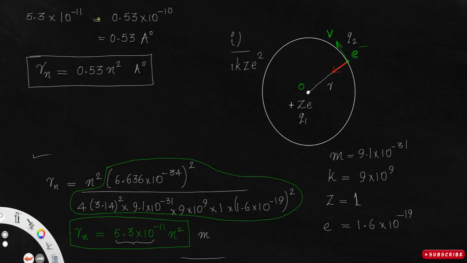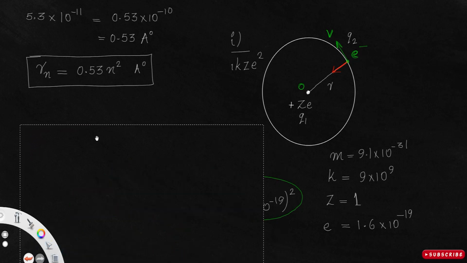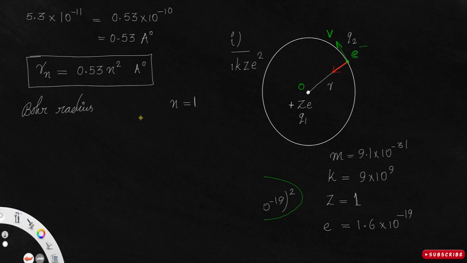Now we call it Bohr radius when n equal to 1. That is the radius of the innermost orbit. That is actually called Bohr radius. Actually n is equal to 1, the radius of the innermost orbit, so that I can write R1 is equal to 0.53 times 1 square angstrom. That is, R1 is equal to 0.53 angstrom.